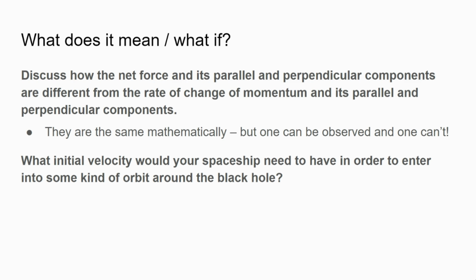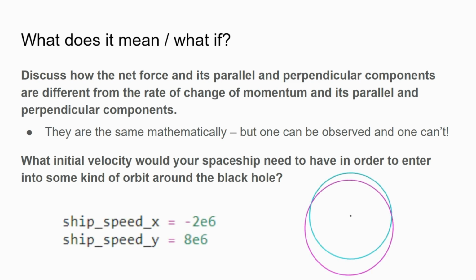This also applies to parallel and perpendicular components of both net force and change in momentum over change in time. For summing the forces acting on the object is still the first step to finding the net parallel and perpendicular forces. What if I wanted the spaceship to orbit the black hole?